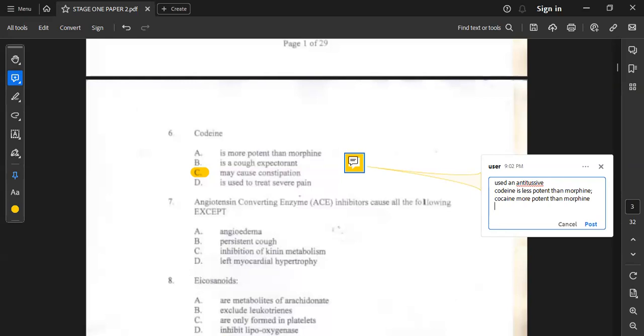Is it cocaine or heroin? Because heroin is the one that is diacetyl morphine. Thanks. It's heroin, not cocaine. Sorry, it's heroin. Yeah, because cocaine is in its own class. It's heroin. Thank you so much.